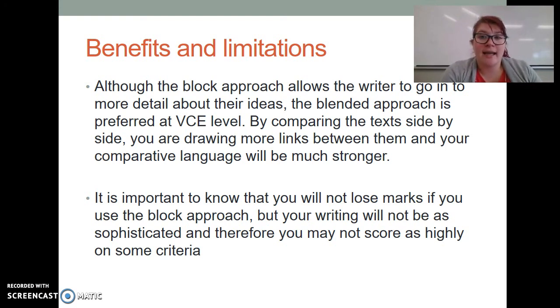That is not to say that you get marked down if you do the block approach. That is not true. But because we tend to start at 0 and work our way up when we're marking, you're not going to reach as high on the scale as if you were doing a blended approach. So what I'd like you to do is to take this information and try and figure out what's going to be best for you. I don't mind which way you do it, and for those not in my class, your teachers won't mind as long as your information is there.